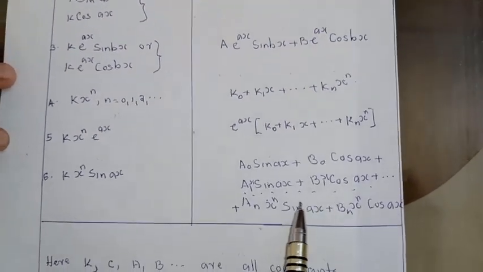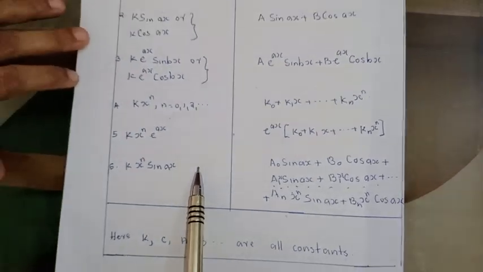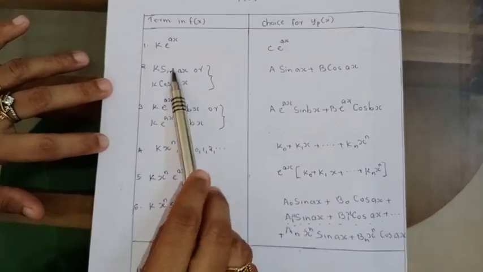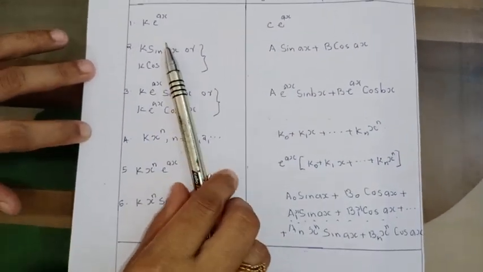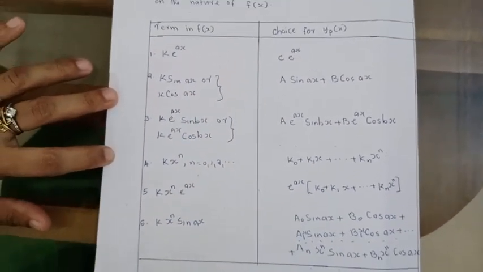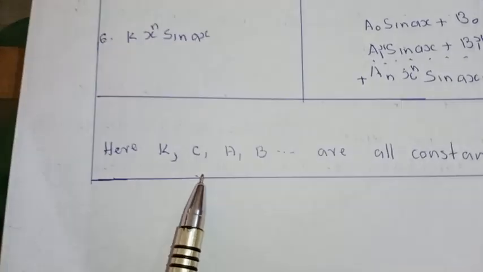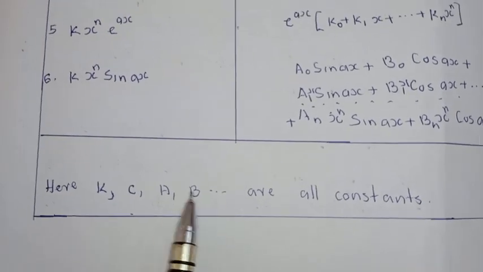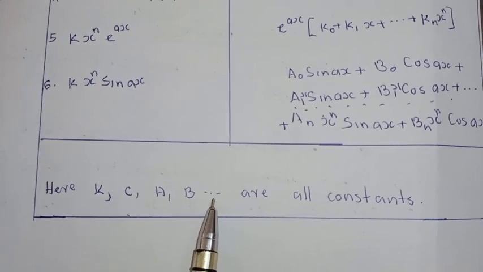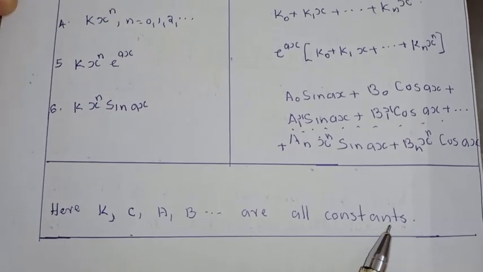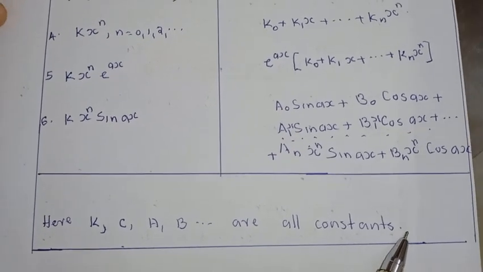So, in order to do the method of undetermined coefficients, you have to learn this table by heart. You learn this table, okay? And here k, c, a, b, etc. are a few constants that we'll find later.